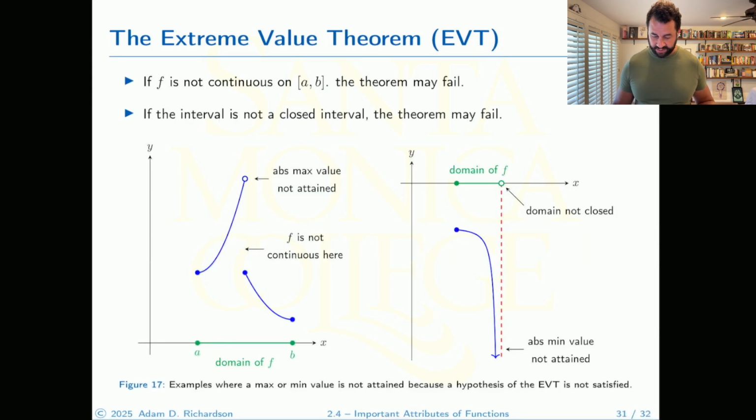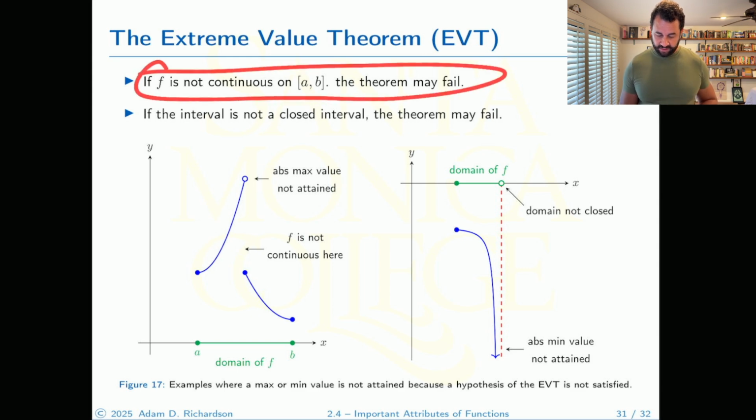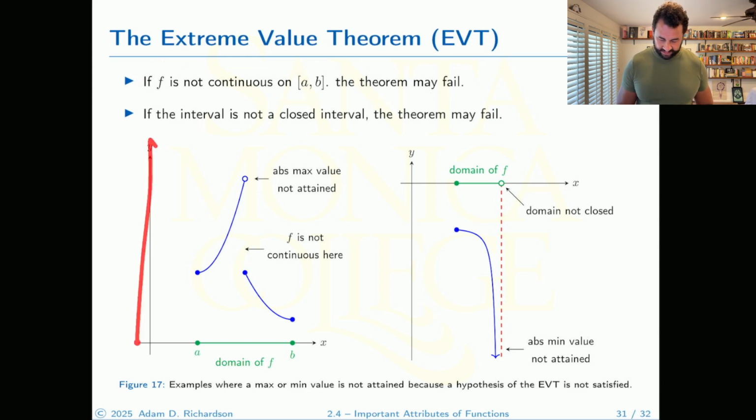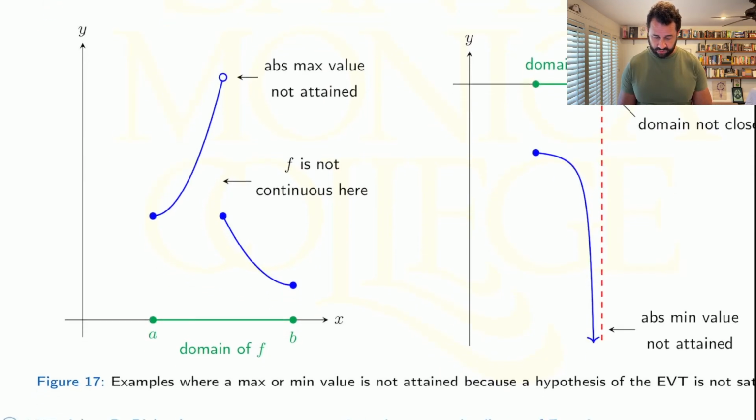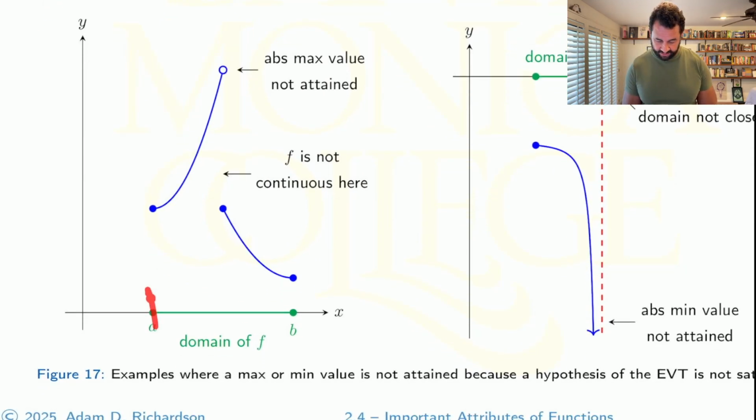So I've got some counterexamples right here. If f is not continuous, the theorem may fail, and this is an example of that. Let me point out what's going on. I'm going to zoom in here too. Here's the domain of f. It's a closed interval from a to b. These endpoints are included. That is satisfied, but our function's not continuous on that interval.